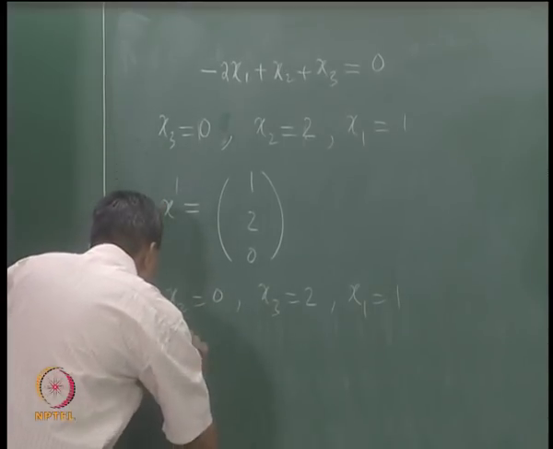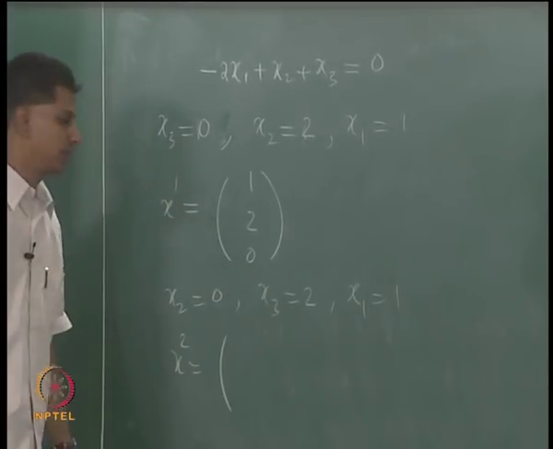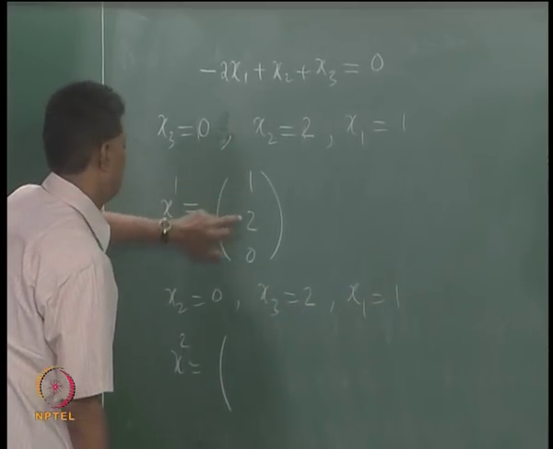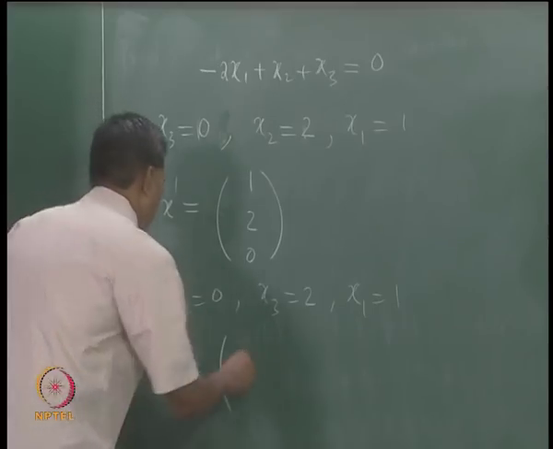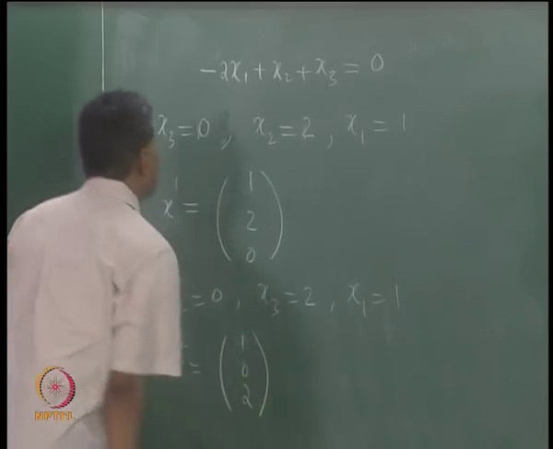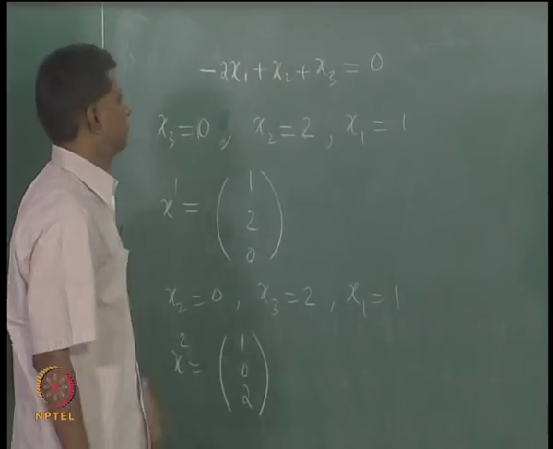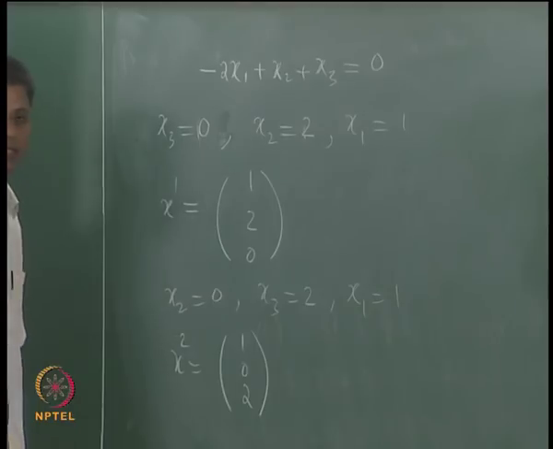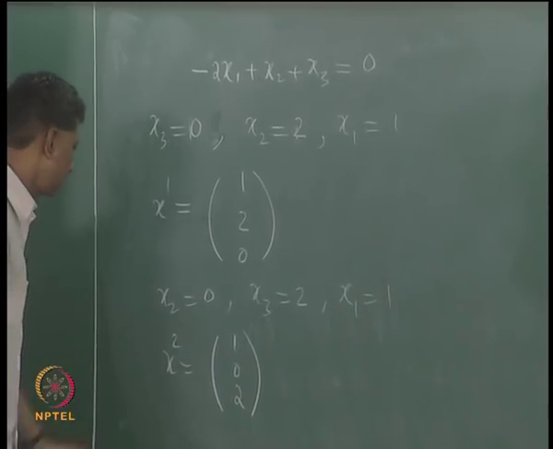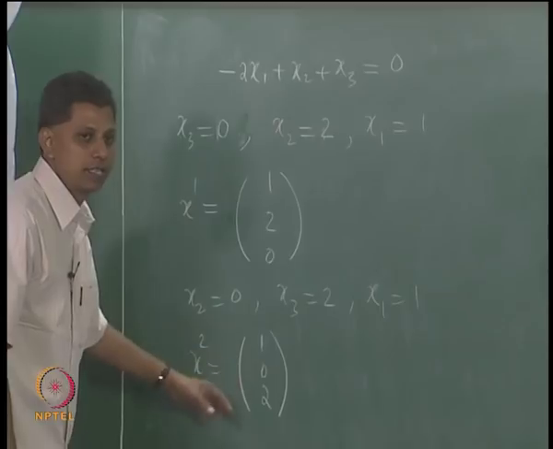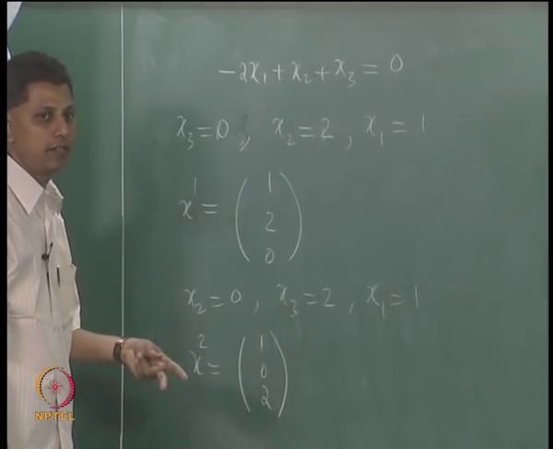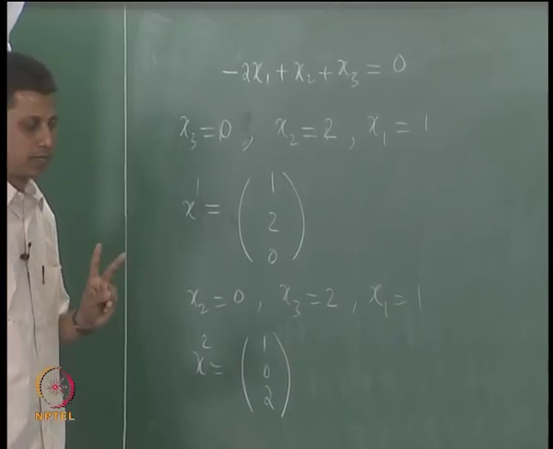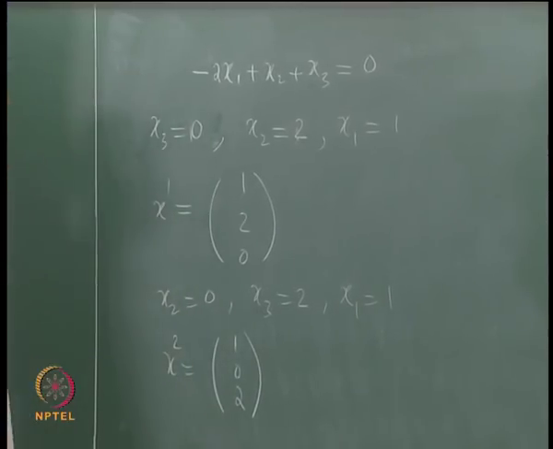That gives me another independent vector, 1, 0, 2. Right? x2 and x3 behave similarly, so I can interchange their roles. That's what I have done. So this is one, this is another. Obviously they are independent. So I have two independent eigenvectors for the eigenvalue minus 1, which comes twice as an eigenvalue.